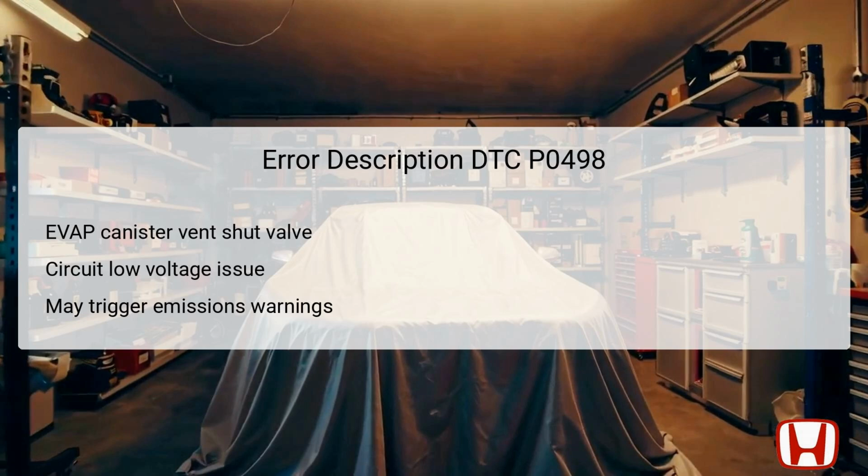The potential failure of this valve not only affects emissions control, but can also contribute to engine performance problems, such as poor fuel economy. The EVAP canister vent shut valve is generally located in the fuel vapor storage area, intricately interacting with sensors and the powertrain control module, PCM, to monitor and adjust vapor levels. Addressing this trouble code promptly is crucial for adhering to environmental regulations and ensuring optimal vehicle functionality.